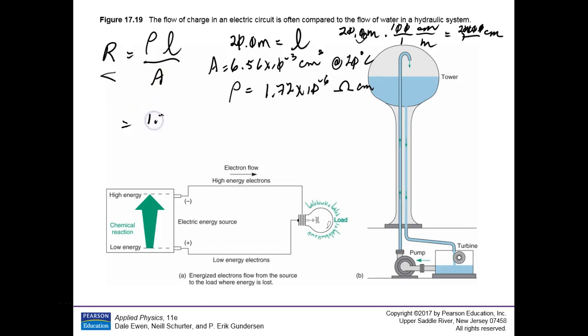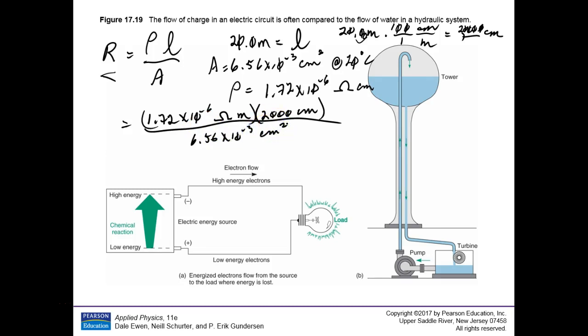Your rho is 1.72 times 10 to the minus 6 ohm meters, strange unit, times your length of 2,000 centimeters divided by an area of 6.56 times 10 to the minus 3 square centimeters. Okay? Everything's at 20 degrees, so we're okay. That's your temperature variation. If you had the temperature in this equation, you would have to change your area, you'd have to change your rho, because all those change at different temperatures. So we're fixing it at one temperature.